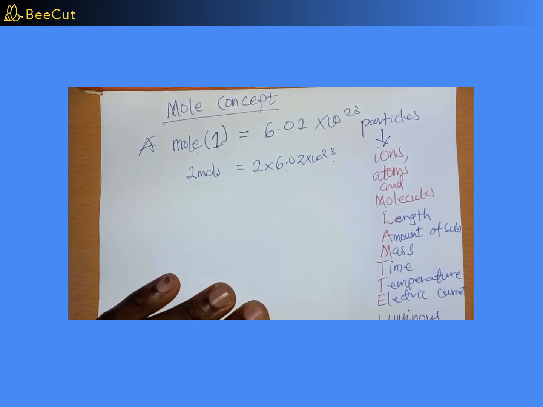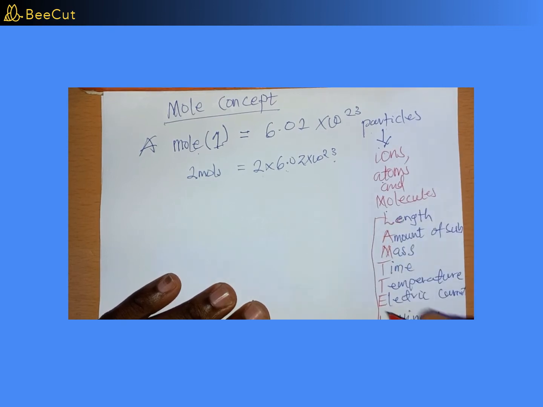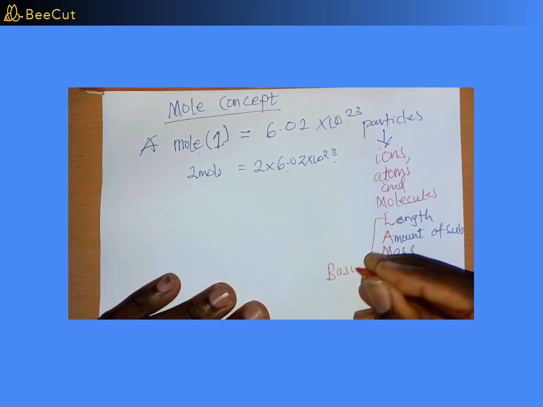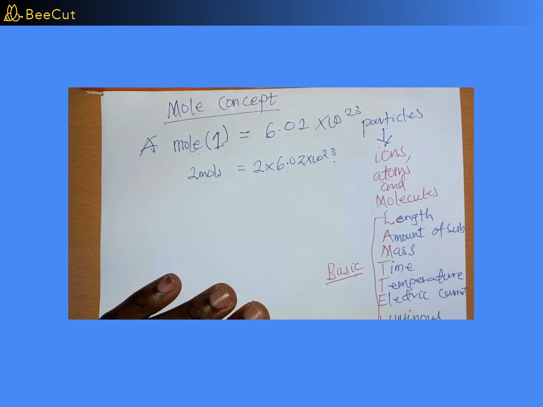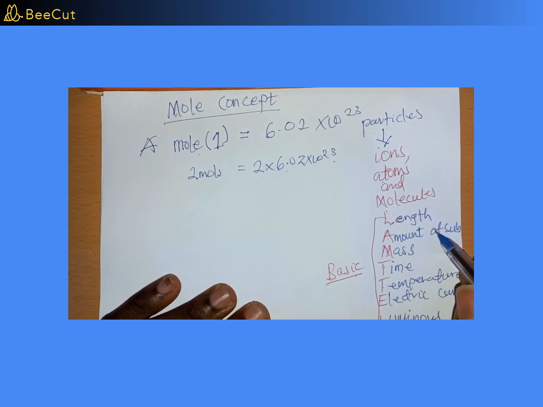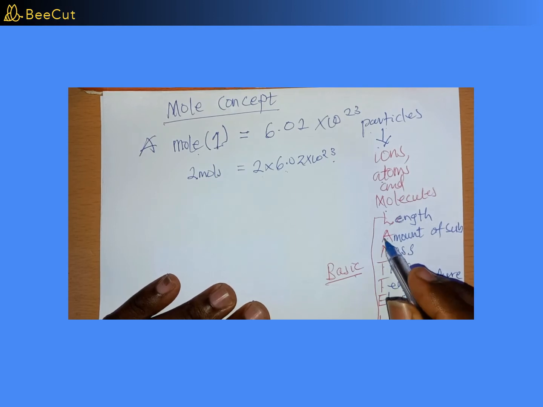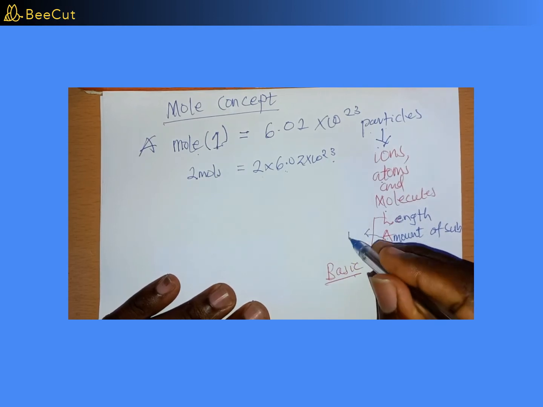These are called the basic quantities. If you want to remember the basic quantities, you just use LAMTEL. There are 7 of them: length, amount of substance, mass, time, temperature, electric current, luminous intensity. What we are looking at here is the amount of substance, which is the mole.